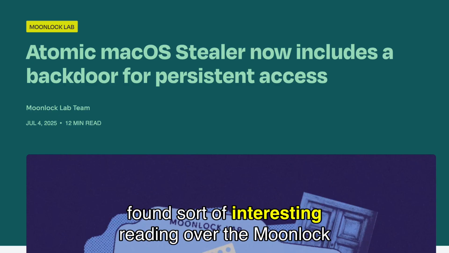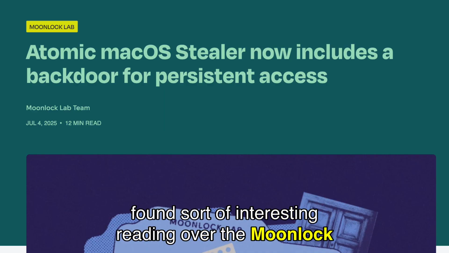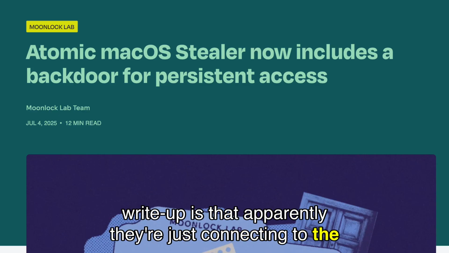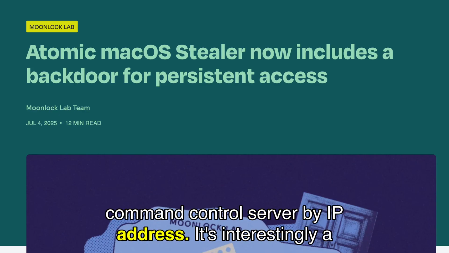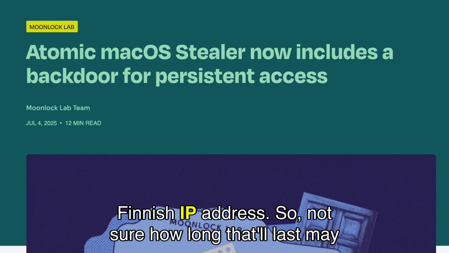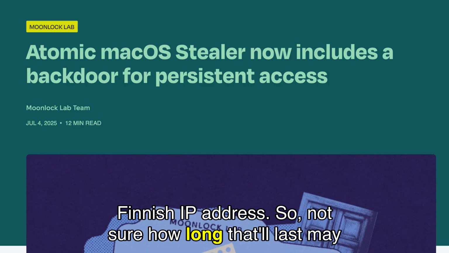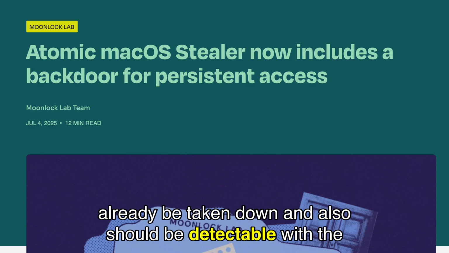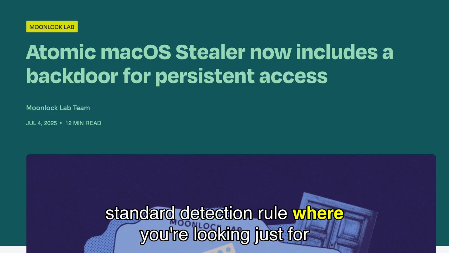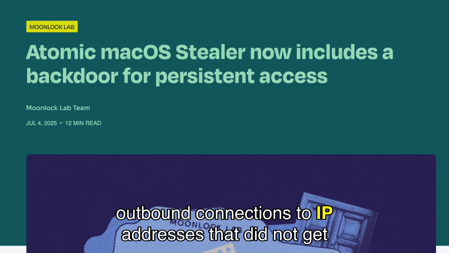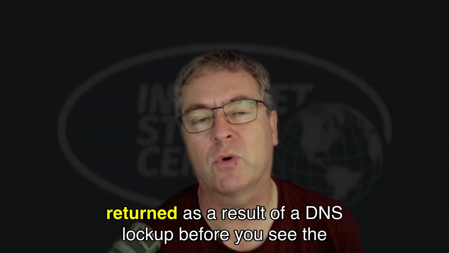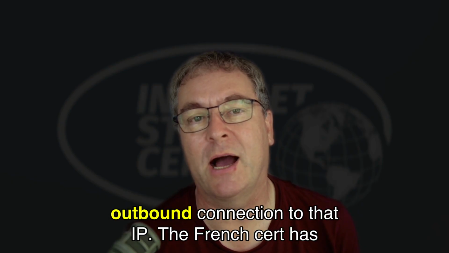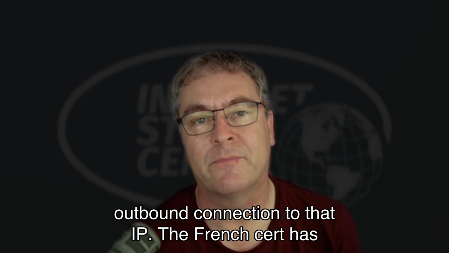What I found sort of interesting reading over the Moonlock write-up is that apparently they're just connecting to the command and control server by IP address. It's interestingly a Finnish IP address, so not sure how long that'll last. May already be taken down. It also should be detectable with the standard detection rule where you're looking just for outbound connections to IP addresses that did not get returned as a result of a DNS lookup before you see the outbound connection to that IP.